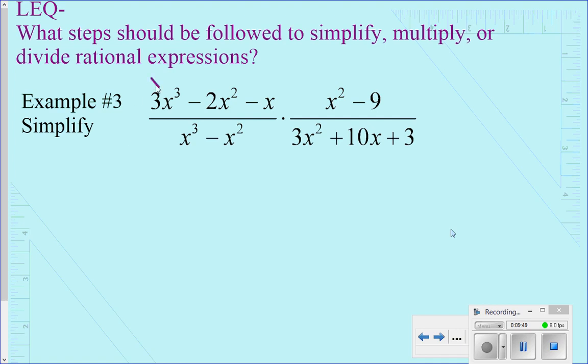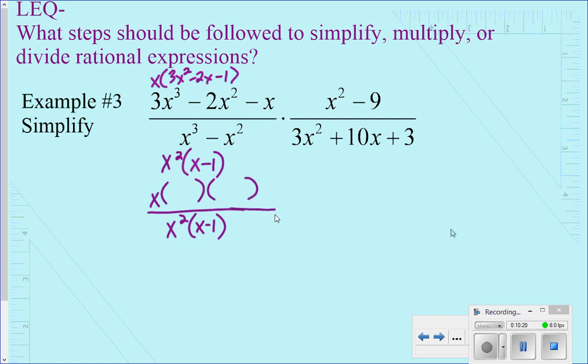So this I can factor a GCF of x out. I'm left with 3x squared minus 2x minus 1. And here I can pull out an x squared, and I'm left with x minus 1. I'll see if that trinomial factors further in just a moment. So I'm going to keep that x squared times the quantity x minus 1 in the denominator. And I'm going to keep that x that I just pulled out, and now I'm going to try to factor that trinomial 3x squared minus 2x minus 1.